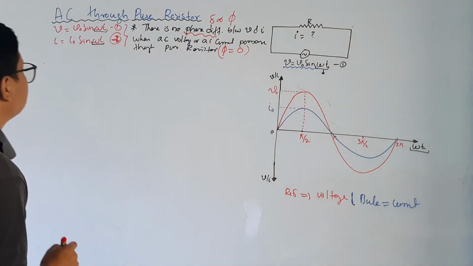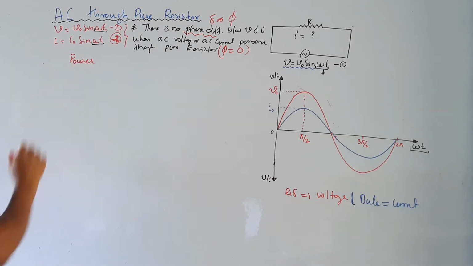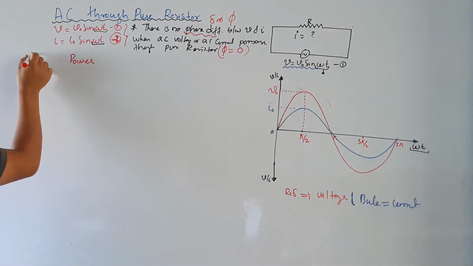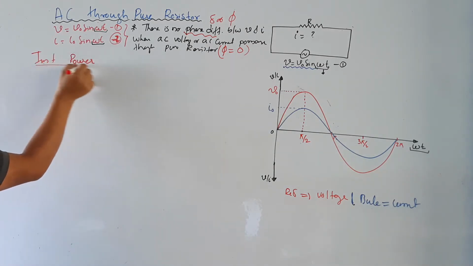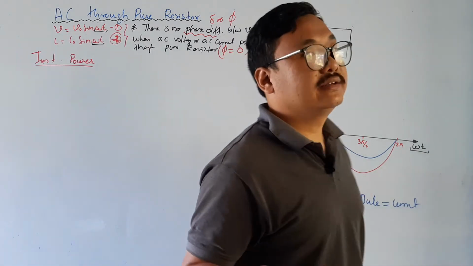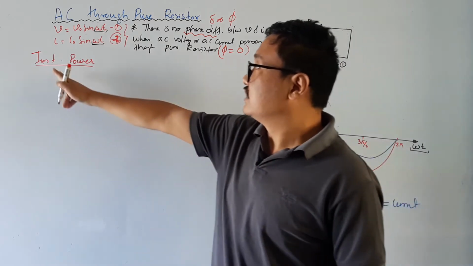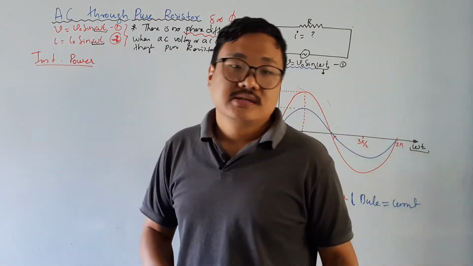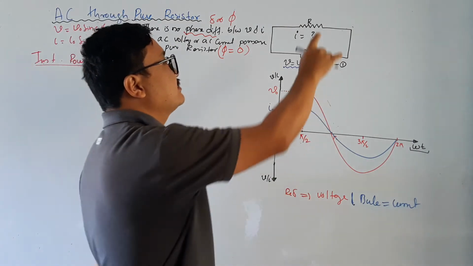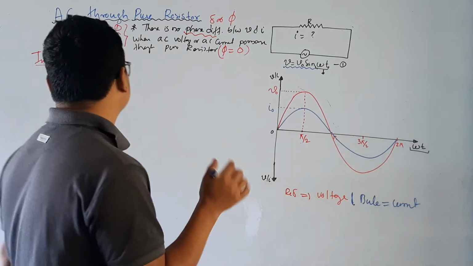So next, let me find the power. This power has a special name, which is called instantaneous power. So let us calculate the instantaneous power. Please write this in full: INSTANTANEOUS, instantaneous power. To calculate the instantaneous power, what I mean is, this resistor must be consuming some power. So let us find that power.